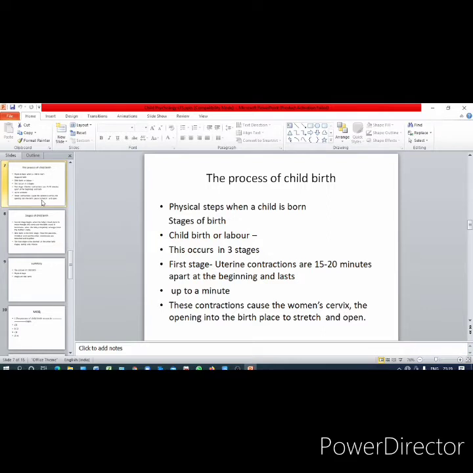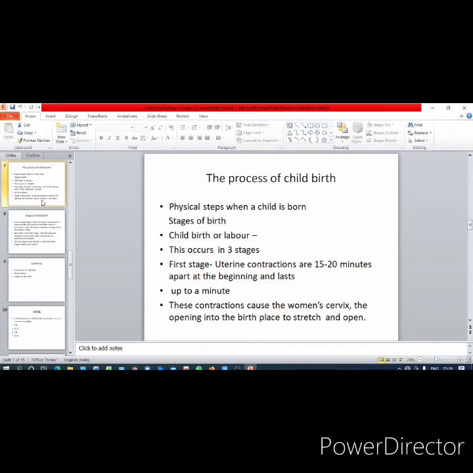As I told you in the beginning, for a woman having her first child, the first stage lasts an average of 12 to 14 hours. For subsequent children, this stage typically is much shorter.